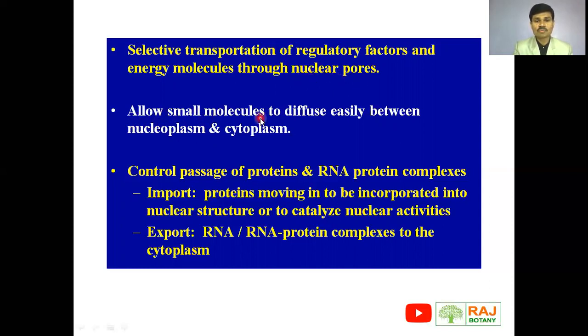The nucleus allows small molecules to diffuse easily between the nucleoplasm and cytoplasm. The molecules which are required for essential activity diffuse between the nucleoplasm and cytoplasm. The nucleus controls the passage of proteins and RNA protein complexes. It actually imports and exports some of the macromolecules such as RNA and RNA protein complexes.